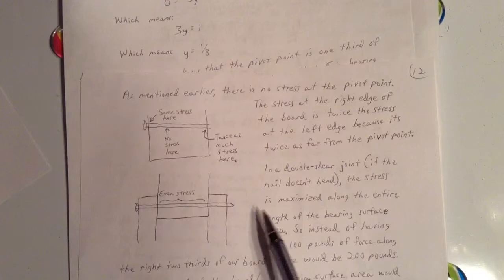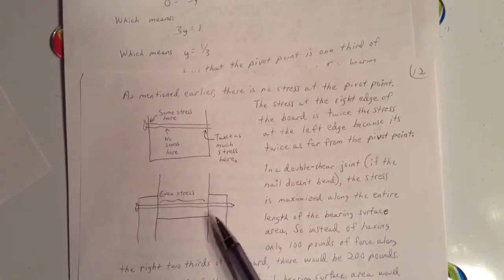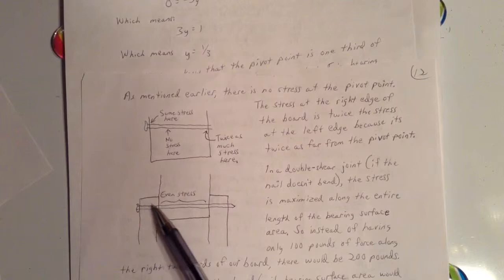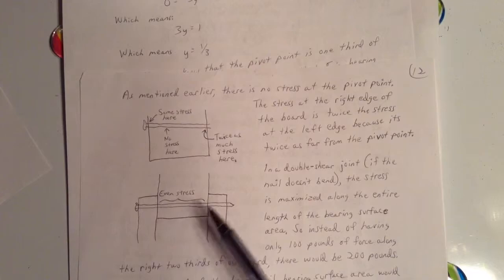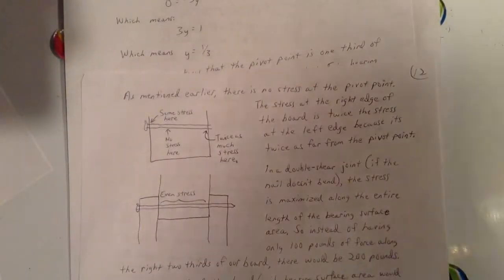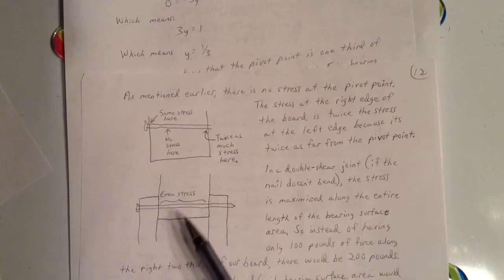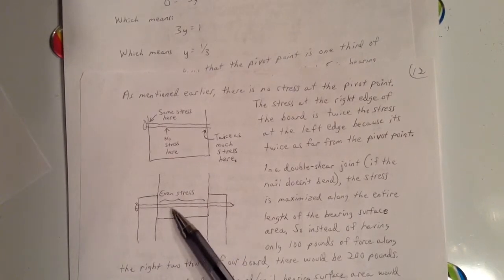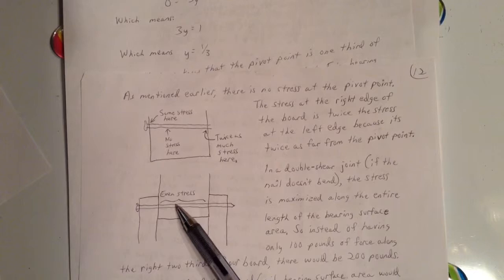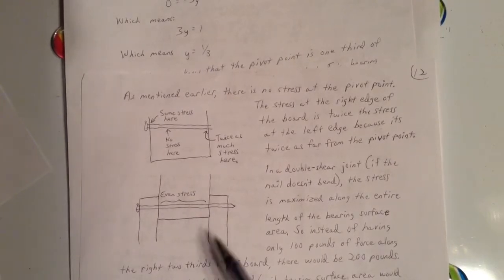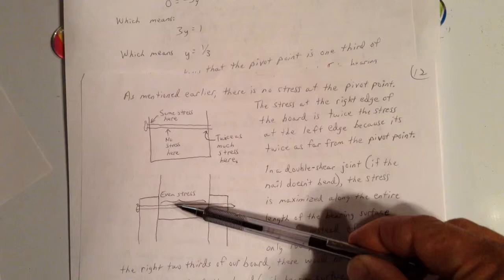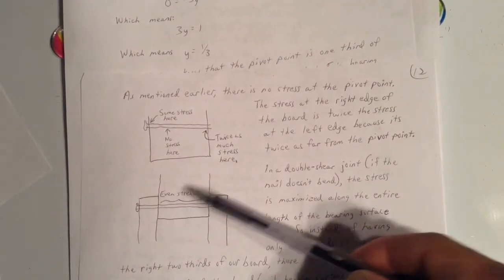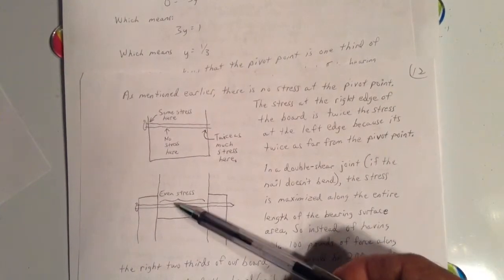In a double shear joint, if the nail doesn't bend, the stress is maximized along the whole length of the nail, or the bearing surface area between the nail and the wood. So instead of having only 100 pounds of force along the right 2/3, in other words 100 pounds of force between there and there, we would have 200 pounds of force along that area, because in our single shear joint this was pivoting across our pivot point. We had maximum stress here and no stress here.